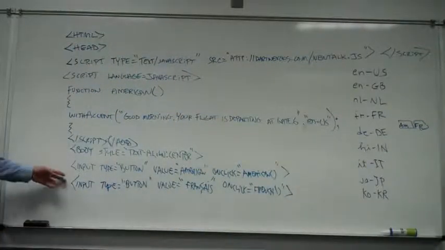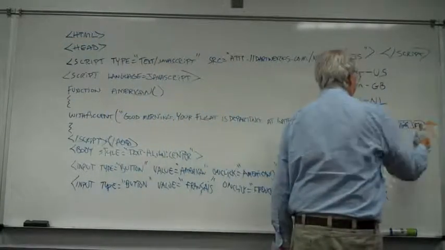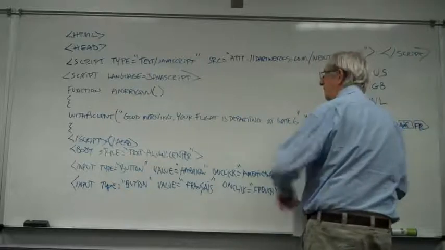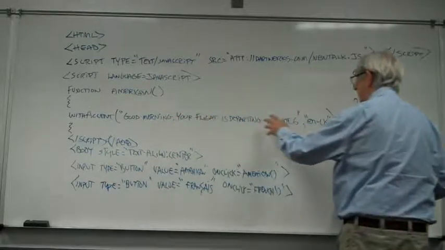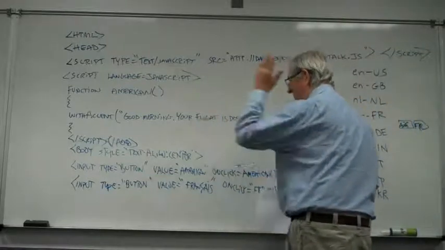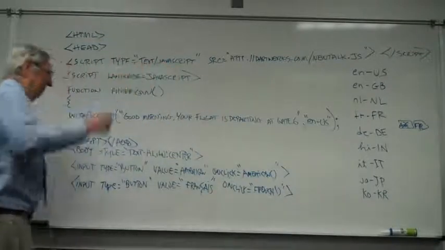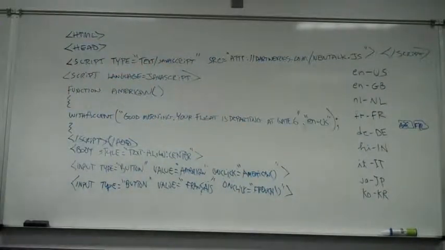So now you get two buttons, side by side. One says American and one says French. You press the American button, it goes up here and says, good morning, your flight departing at gate 6. Press the French button, it says, bonjour monsieur, it says, I don't know what it says, all kinds of stuff. Your flight departs at gate 6.